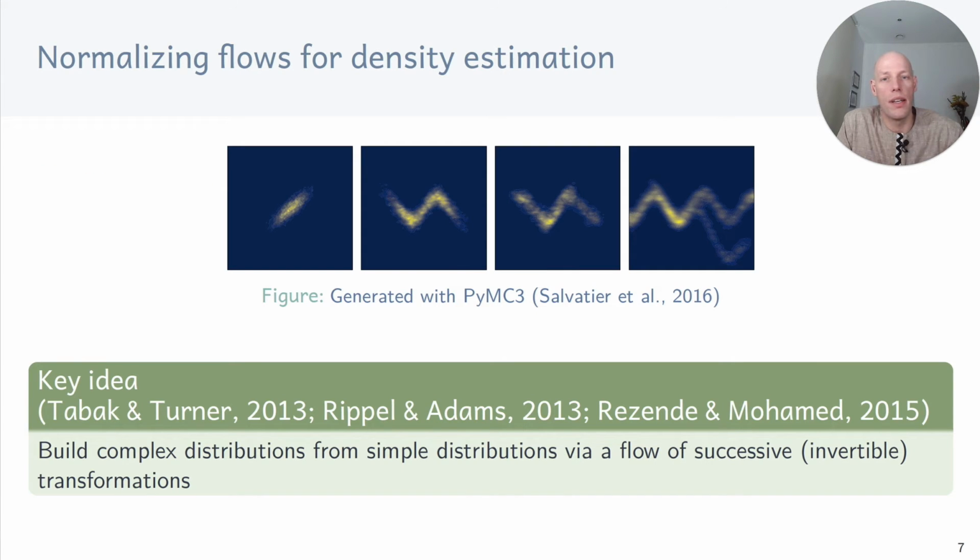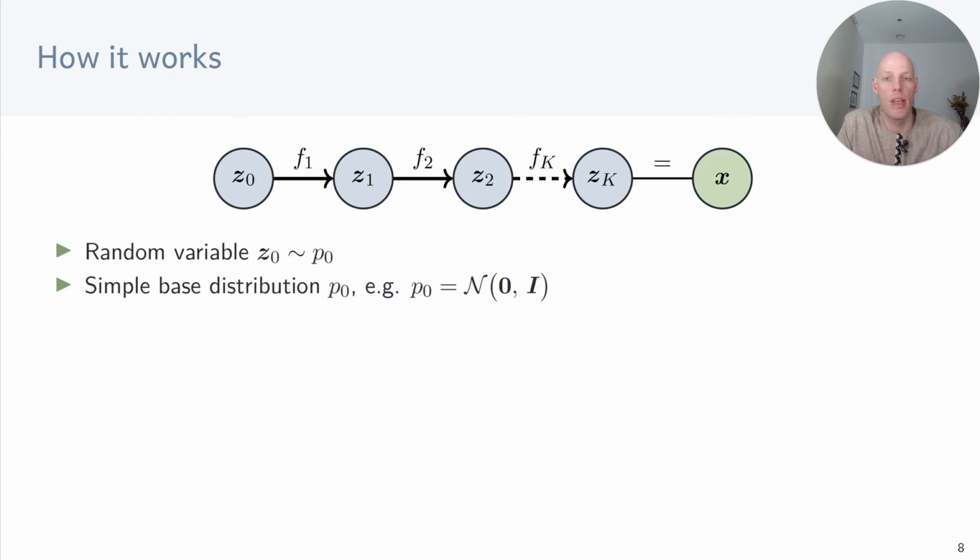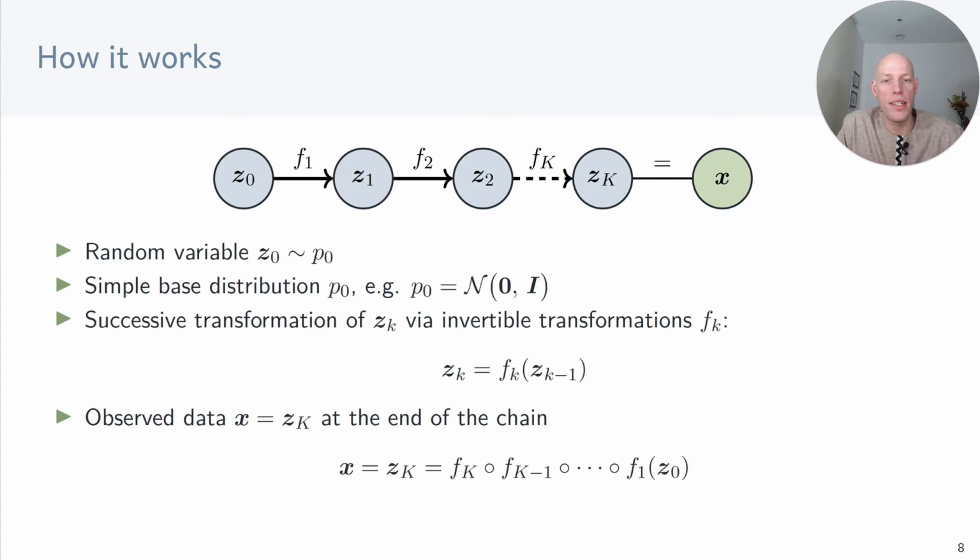As we said earlier, the key idea is to construct complex distributions from simple distributions via a flow of successive invertible transformations. Let's have a look at how we can construct these complex distributions. Assume we have a random variable z0 that has a simple distribution, for example, a standard normal. We write down an iterative scheme to compute successive random variables zk from zk minus 1 via an invertible deterministic transformation fk. That means zk is a function of zk minus 1.